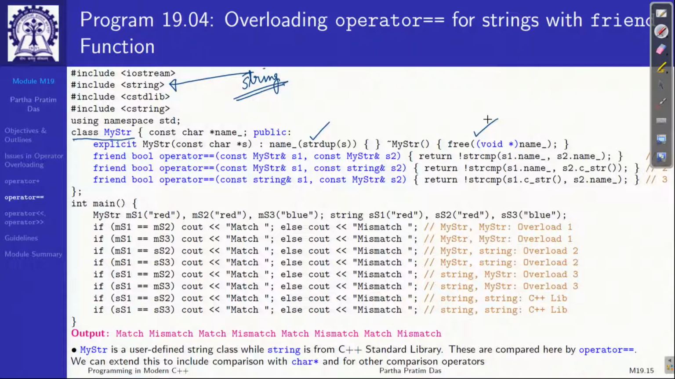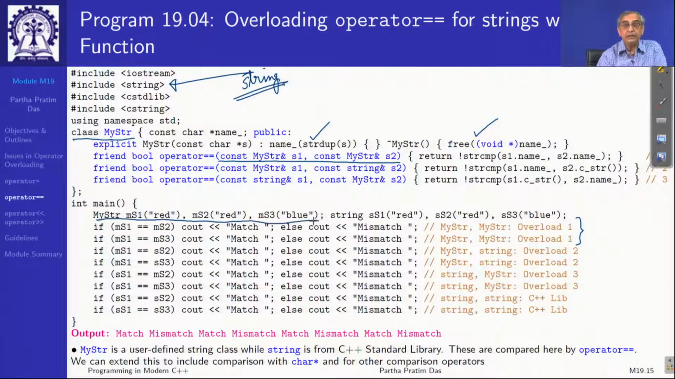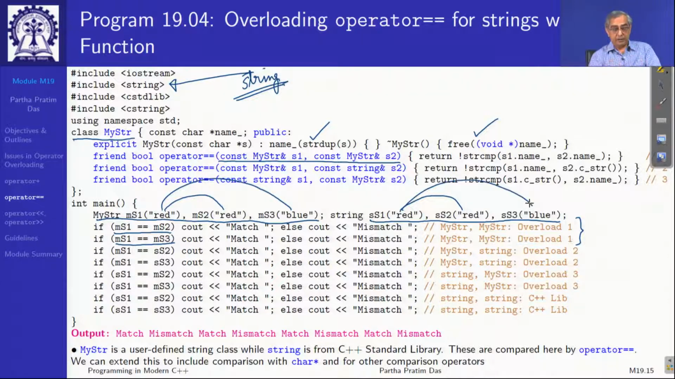So, there are 4 possibilities actually, because there are 2 classes. So, there are 4 ways I may compare. One is MyStr with MyStr, which is these 2 cases. So, I have defined objects MS1, MS2, MS3, which are MyStr objects. SS1, SS2, SS3 are library string objects. So, I compare MS1 with MS2, MS1 with MS3. One I have kept equal, another I have kept separate. These 2 are equal, these 2 are separate, just to show that comparison outcome being true and outcome being false both work. So, this will work with the first overload, because both are MyStr.